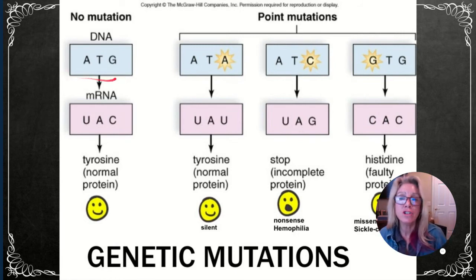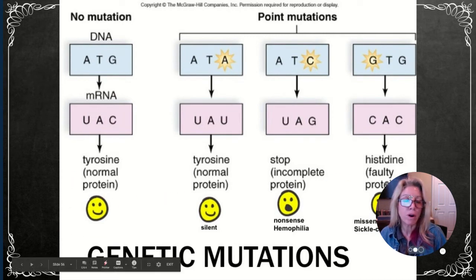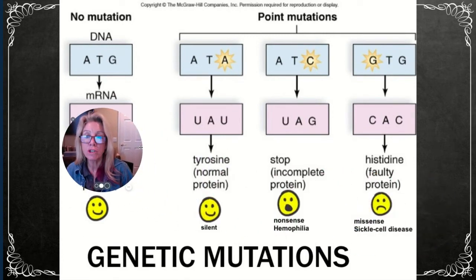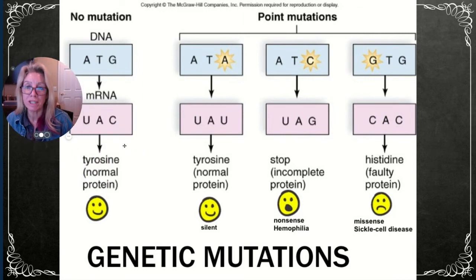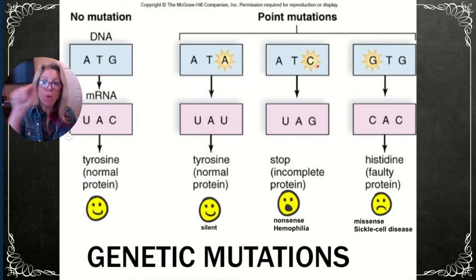So here is the codon as it should be. Here in your DNA, ATG. That's what you're hoping for. The mRNA, remember, is complementary: A with U, T with A, G with C. And if you look up this codon, it codes for tyrosine, which would be part of an amino acid chain that could give you a normal protein.